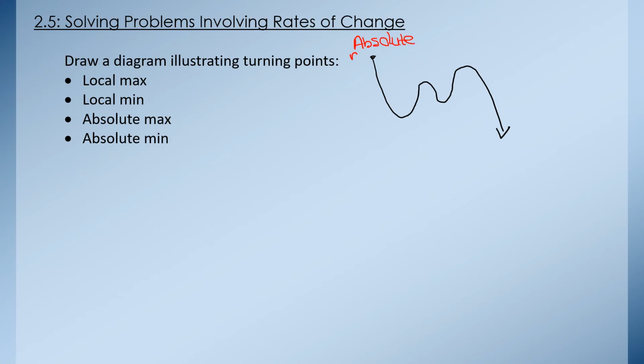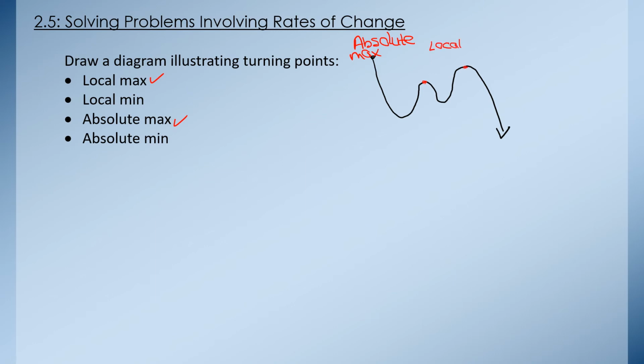Absolute max right here, if hopefully you drew it the same way I did, and that is actually your absolute maximum. Now, the next one we're going to look at is a local maximum. A local maximum is also a maximum, but it's not the biggest one. So this point right here and this point right here, these two are local maximums. And that's what we had on our cubic before.